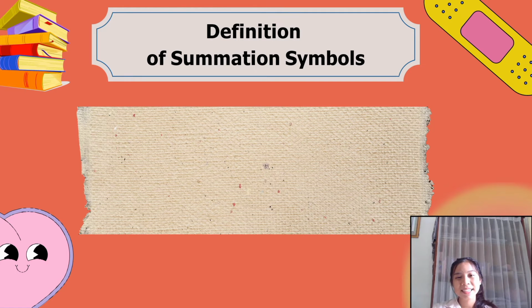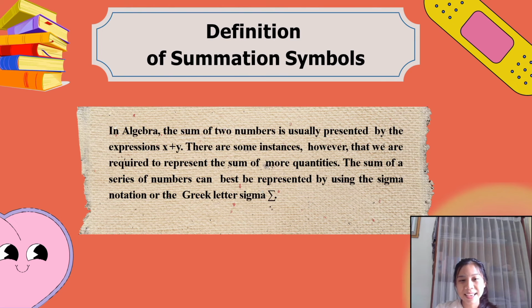And then, what is the definition of the summation symbol? In algebra, the sum of two numbers is usually represented by the expression x plus y. There are some instances, however, where we are required to present the sum of more quantities. The sum of a series of numbers can best be represented by using the sigma notation, or the Greek letter sigma.